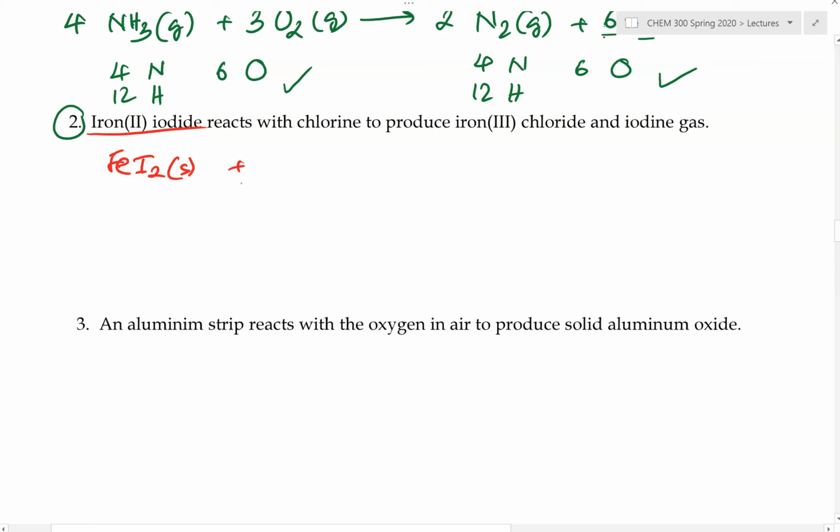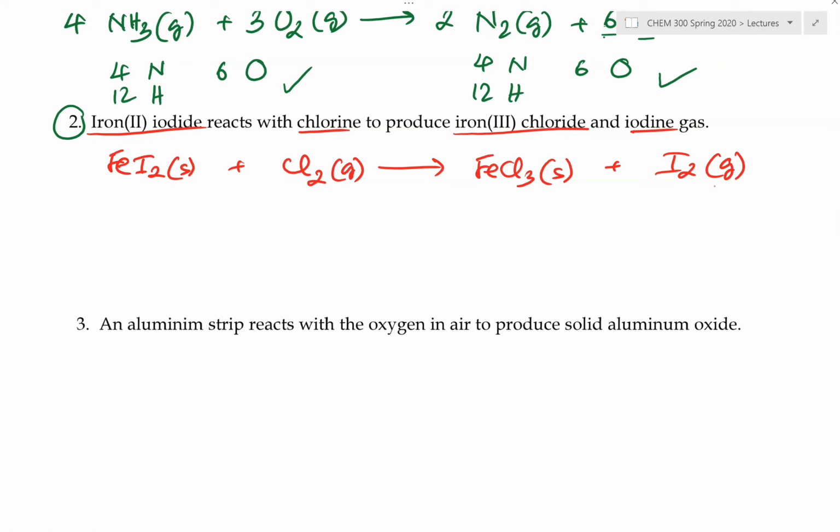It reacts with chlorine gas. Chlorine is a gas at room temperature, and the chemical formula is Cl2. And now it produces iron 3 chloride. Iron 3 chloride is FeCl3. And this again is a solid because it is an ionic compound. And now iodine, I2, and it is a gas. Iodine can also be a solid as well. It exists both as a solid and a gas at room temperature. So that is our chemical equation.